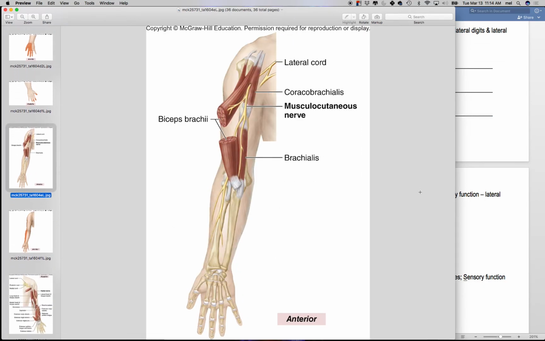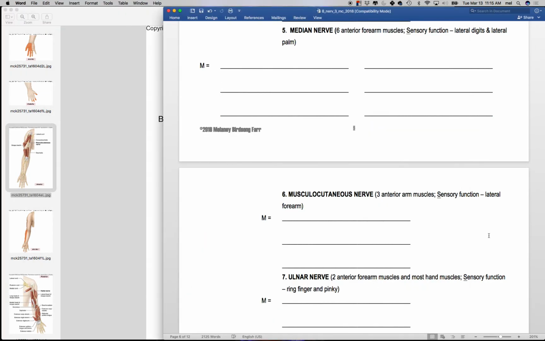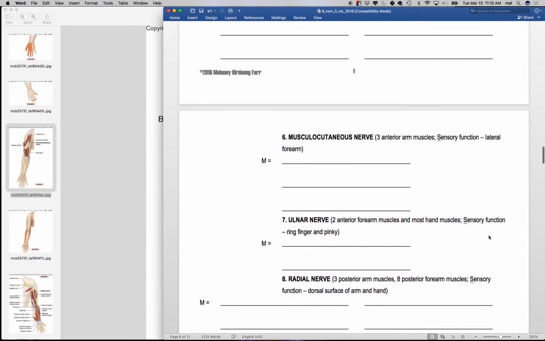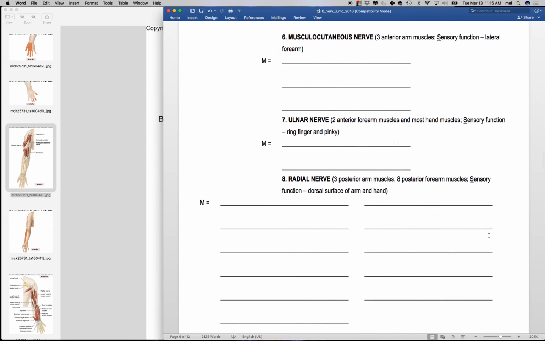Okay, you can look at the musculocutaneous nerve and get a decent idea of what it's doing. Do you see the musculocutaneous nerve? The musculocutaneous nerve runs where in your M? Yeah, it's the lateral side of the M. And so the musculocutaneous nerve is going to do 3 of your anterior arm muscles, anterior arm, not forearm, okay?